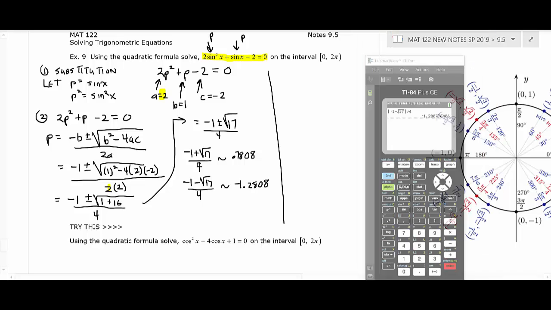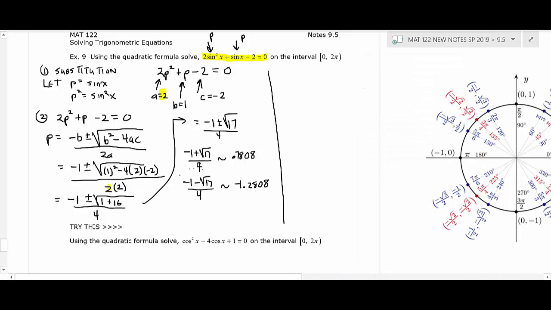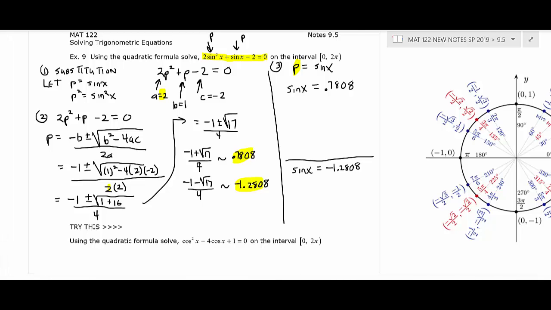All right, so now these are the answers to P. Remember we had the substitution, P equals sine of x. So these things right here are the answers to P. It's not the answer to the equation. So I'm going to say sine x equals 0.7808, and I'm going to solve that equation. And then I'm also going to do sine x equals negative 1.2808, and I'm going to solve that equation. And I'm going to have to use my calculator to do this.